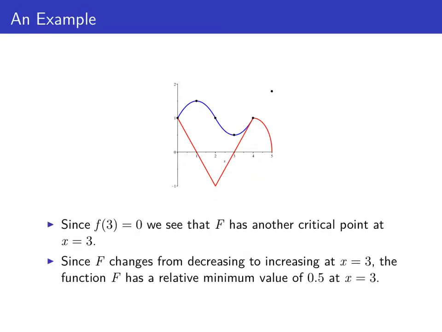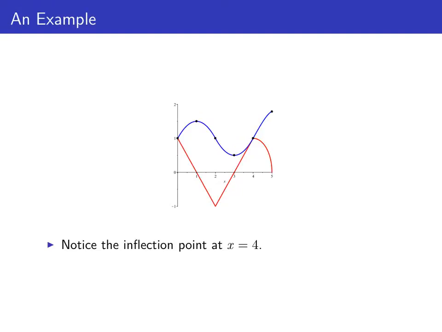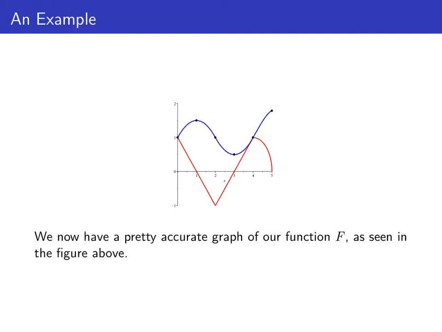And again, we see that little f of 3 is 0, so big F has a critical point at 3, and because big F is decreasing and then increasing at this point, then we have a relative minimum value of big F at x equals 3. Finally, on the interval from 4 to 5, we have that the graph of big F is increasing and concave down, as shown in the green arc here. And then we also have an inflection point at x equals 4.